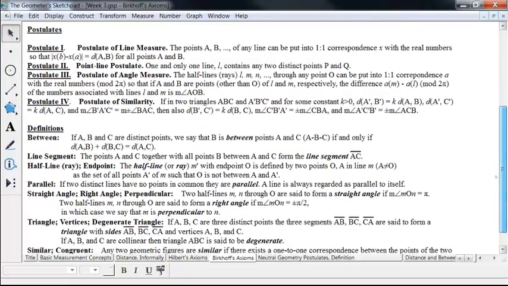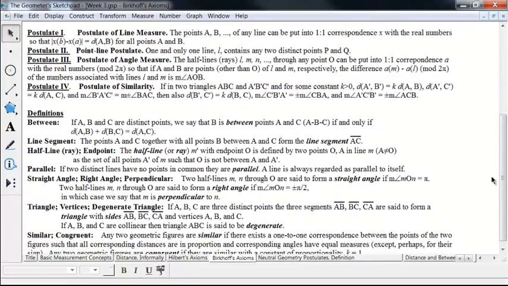So what postulates do we have here? Well, basically we just have 4 postulates. The postulate of line measure says that points A and B, and however many points we have of any line, can be put into one-to-one correspondence, we'll call that function x, with the real numbers, so that the x of B minus the x of A, you can think of it as the x coordinate of B minus the x coordinate of A, so it's a coordinate function. So the absolute value of the difference of those two coordinates is the distance from A to B for all points A and B.